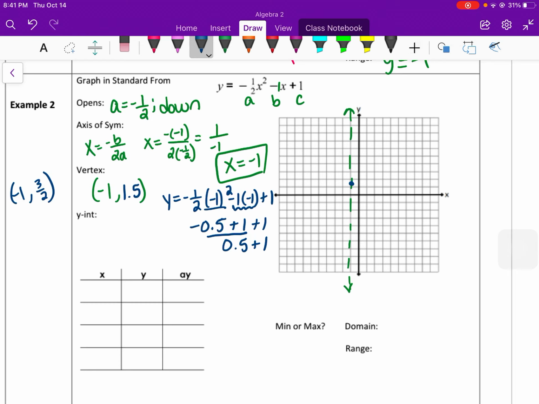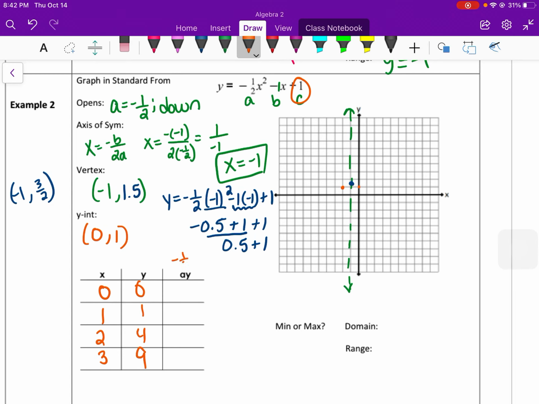The y-intercept in this case is our c value, which would be 1. So our y-intercept would be at the value 0, 1. And you could reflect that over. But that really doesn't give me very much to work with there. So I'm going to graph a couple more points using my parent function table. So 0, 1, 2, 3, 0, 1, 4, 9 stays the same every time.